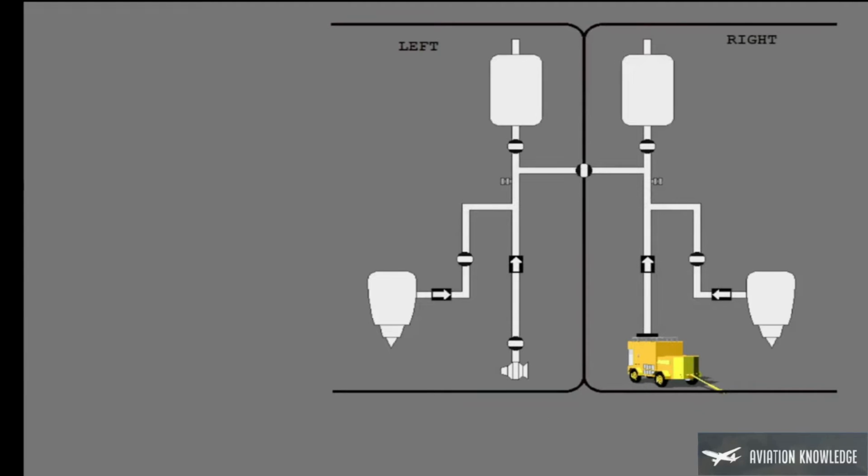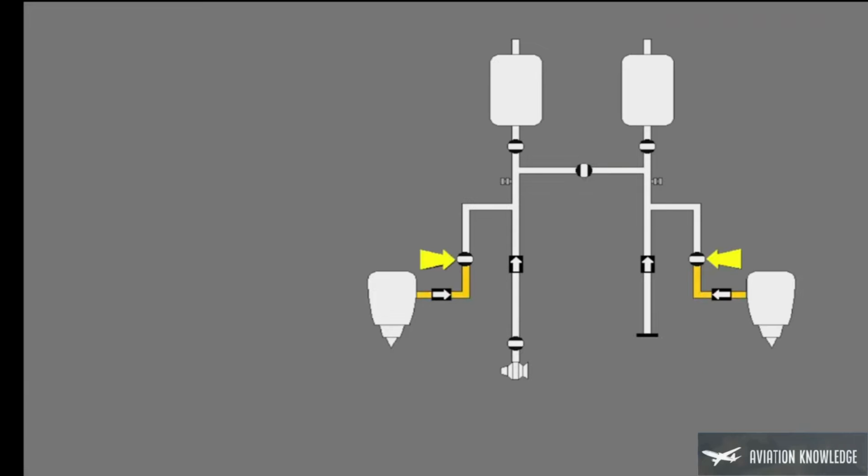The bleed air system has two sides, left and right. The isolation valve separates the left side and the right side of the bleed air system. The engine and APU bleed air valves control air that goes to the bleed air system. The air conditioning pack valves control air that goes to the air conditioning packs from the bleed air system.